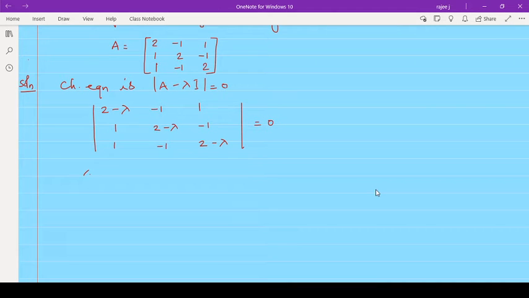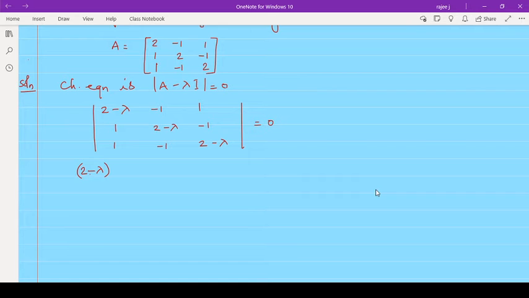Now this one I am going to do with the other direct method, just for your practice. So you can check which is easier, this one or that formula, and select one of them. I am going to do this with the direct operation on the determinant.